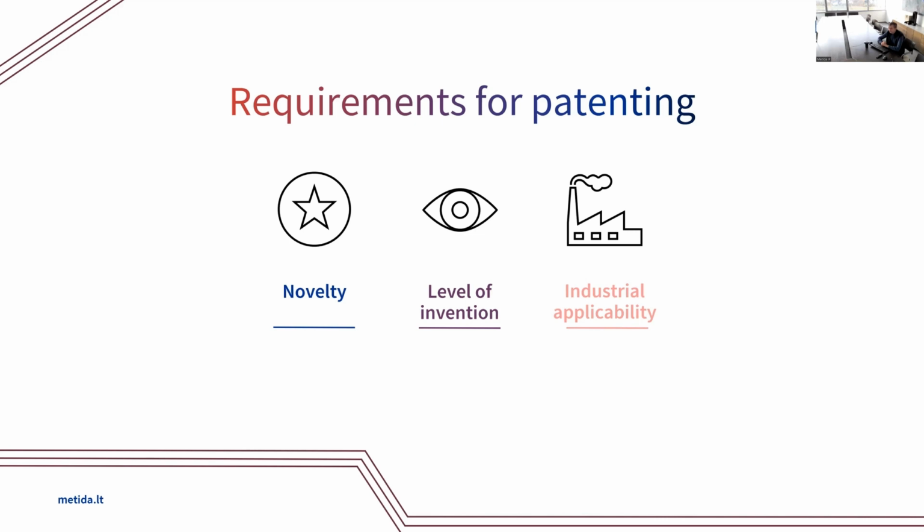And then inventive step, it's when this invention is not obvious to a person skilled in the art. So if we have a person working in this field, and for him the invention is obvious, then possibly it doesn't meet this criterion. And industrial applicability is only a requirement that this invention could be used in some kind of industry or in general in life.